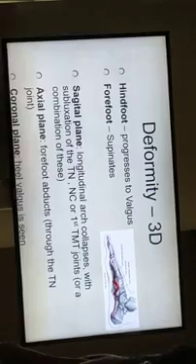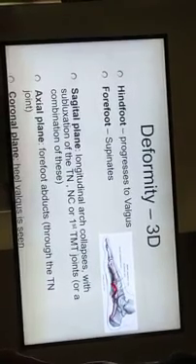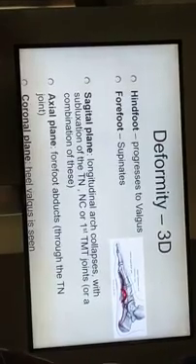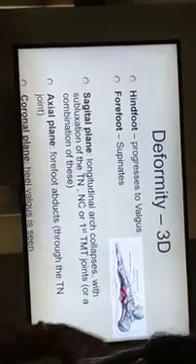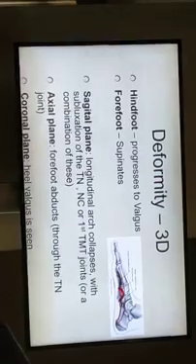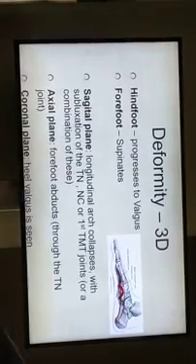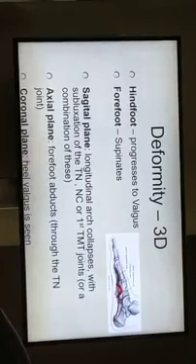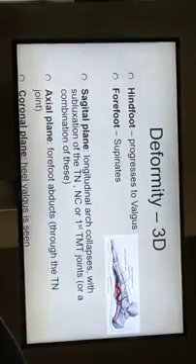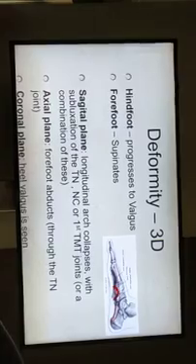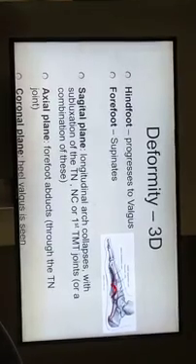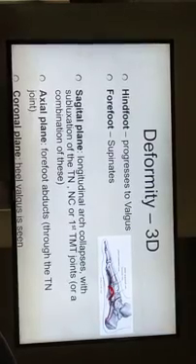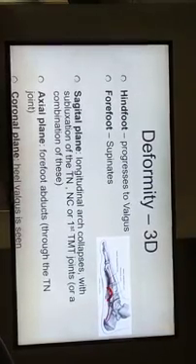In the sagittal plane, the longitudinal arch collapses with subluxation of the talonavicular joint or navicular cuneiform, the first metatarsal joints, or a combination of these. In the axial plane, the forefoot abducts through the talonavicular joint, and in the coronal plane the heel goes in valgus. So this three-dimensional deformity, if you get a picture of this in your mind, it will be easy for you to reverse this deformity or plan its management accordingly.